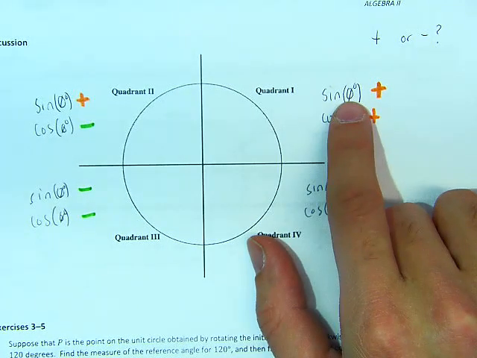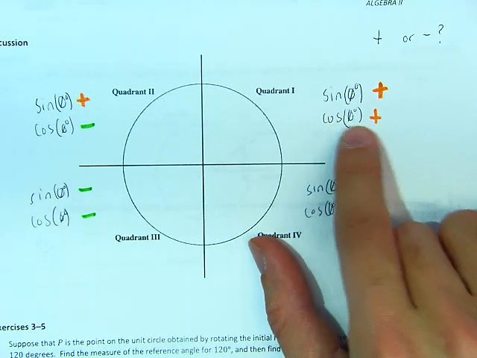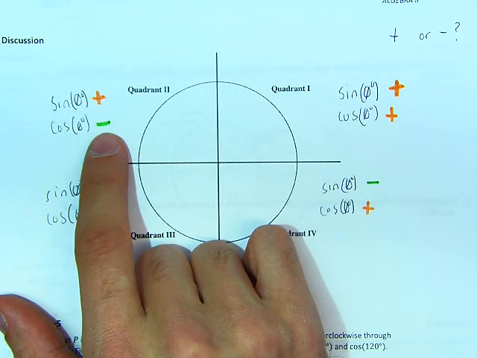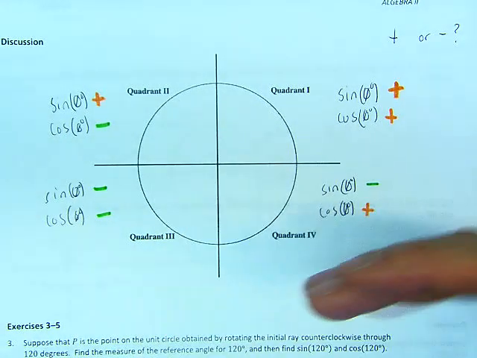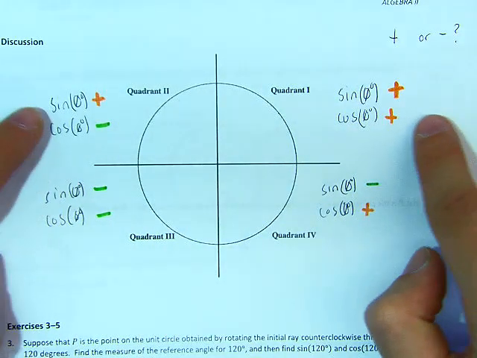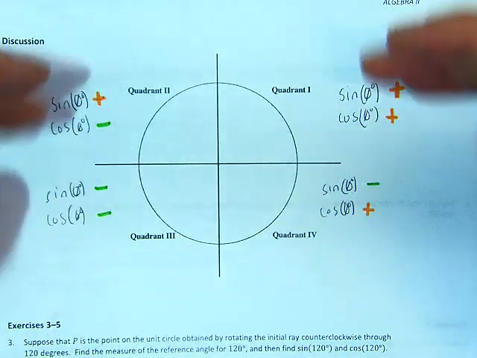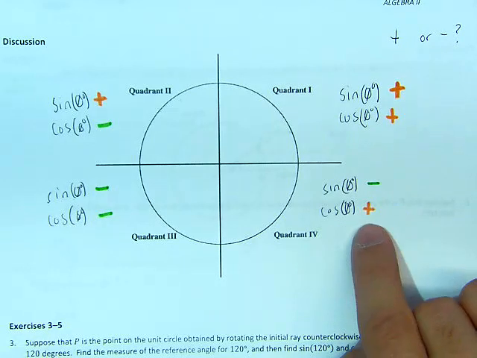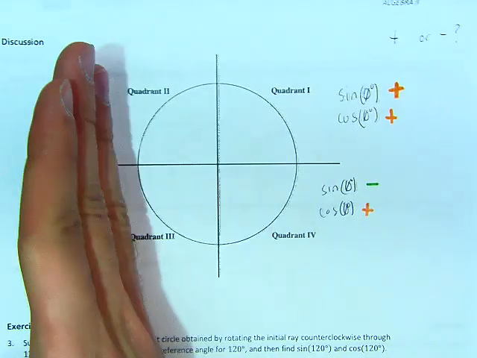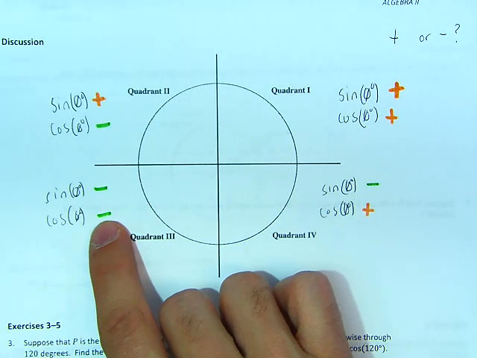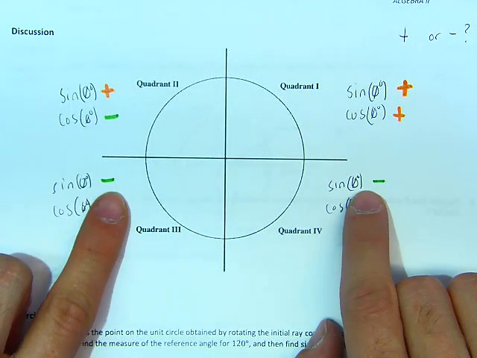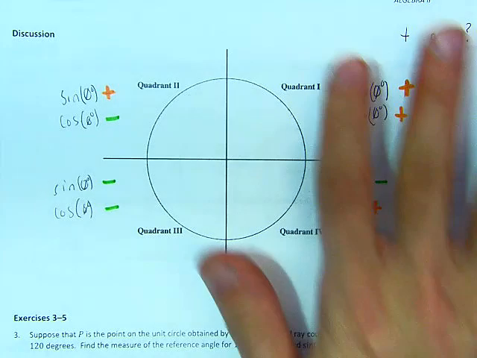In quadrant 1, sine of theta is positive and cosine of theta is positive. In quadrant 2, sine of theta is positive and cosine of theta is negative. Remember, if you're above, your sine of theta is positive. If you're to the right, your cosine of theta is positive. If you're to the left, your cosine of theta is negative. And if you're below, your sine of theta is negative. If you feel lost and confused over here, please let me know.